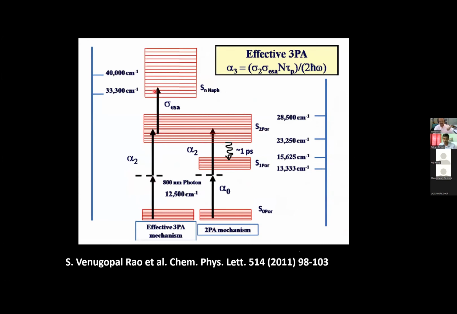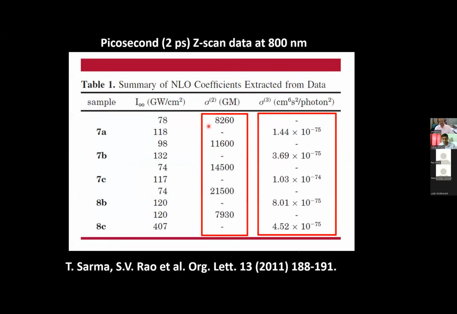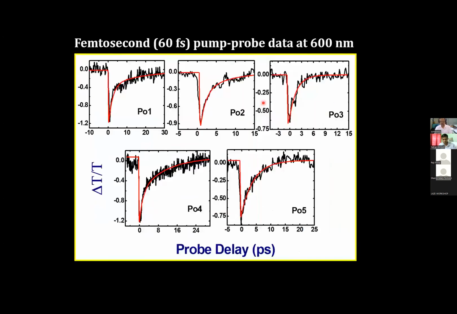So at higher intensities, you can see strong 3-photon absorption. At lower intensities, you can see strong 2-photon absorption. These are the 2-photon cross sections. Again, very strong 2-photon cross sections. However, these are made with picosecond pulses. So when you go to femtosecond, probably these numbers will slightly come down. These are the cross sections. Sigma 3 is the 3-photon absorption cross section.